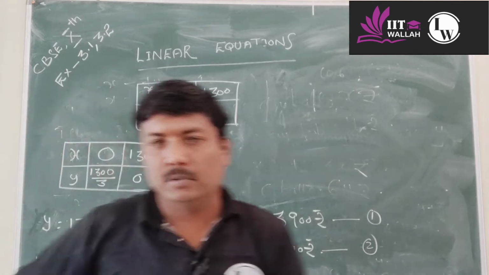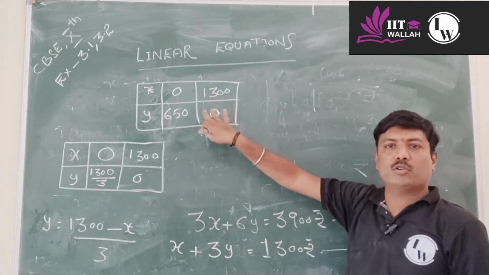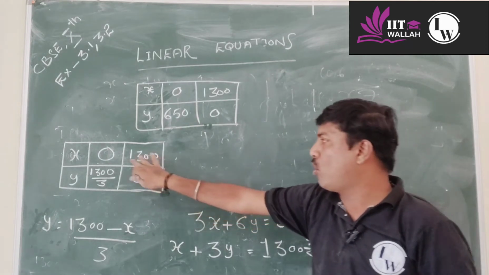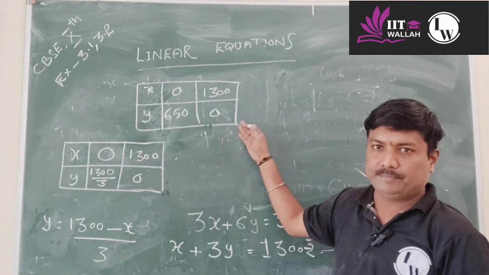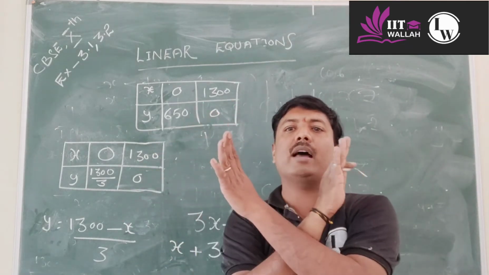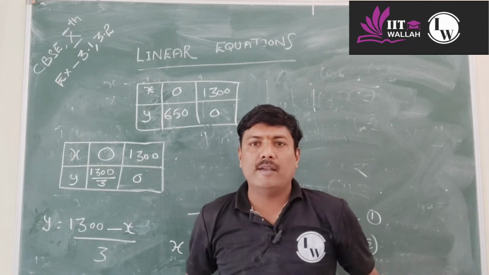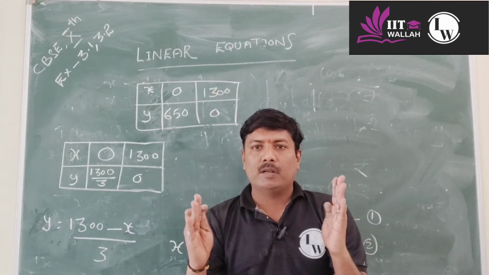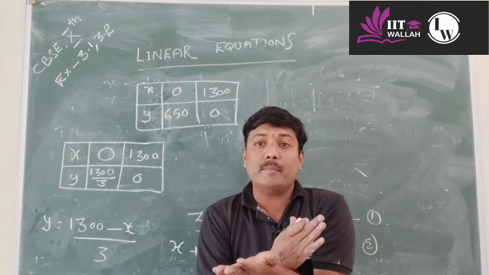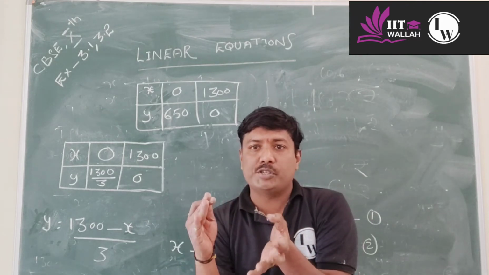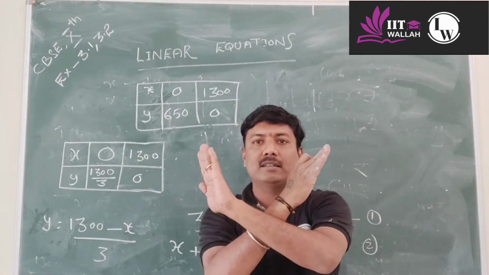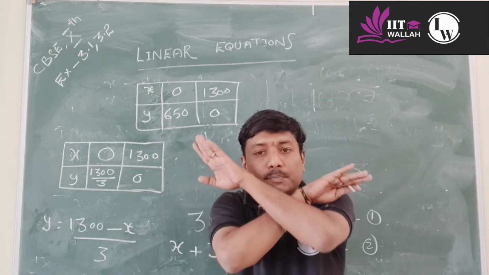So we got the coordinates. Here we got two coordinates where we can draw a line. Here also we got two coordinates where we can draw a line. And if these two lines intersect like this, we are getting a unique solution. If it is parallel like this, no solution, because there is no intersection. Solution means that the values of x and y should satisfy this as well as this.